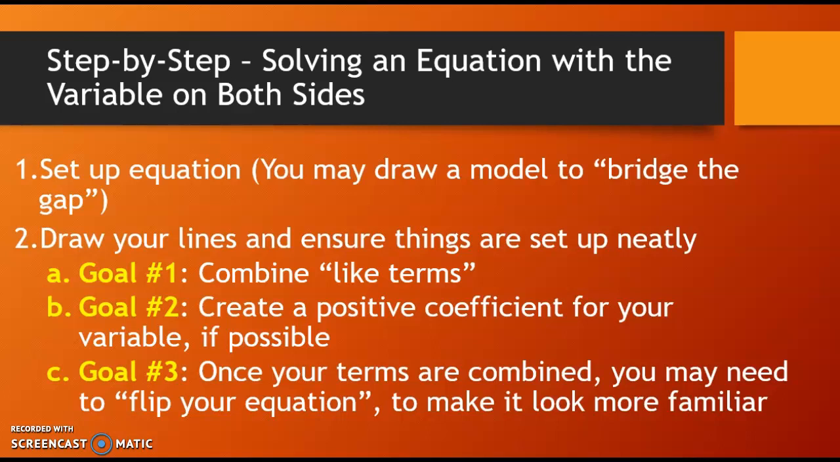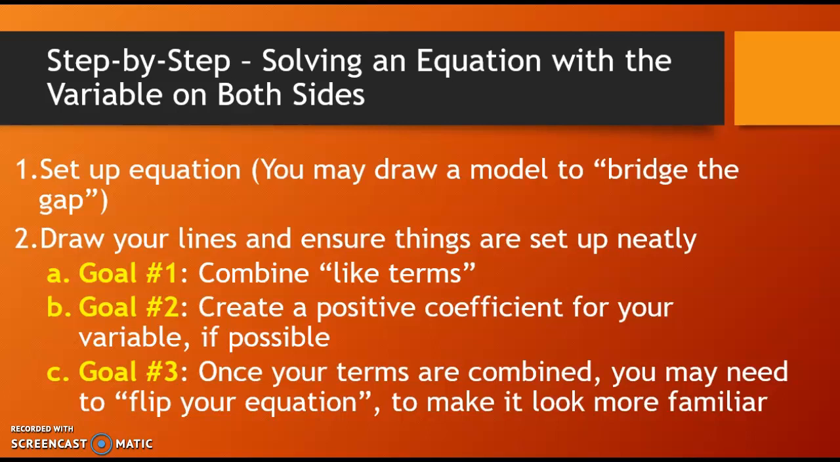Now, you will draw your lines and ensure that things are set up neatly. This is going to be extremely important because if you cannot see what you're doing, it's going to be that much more difficult to actually solve your equation. Now, the first goal is for us to combine our like terms. Those are those things that are the same. So say 8D and 10D would be terms that are the same. If I were to add those up, that would become 18D.